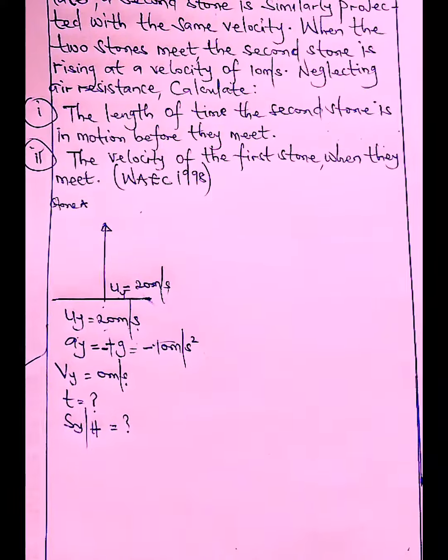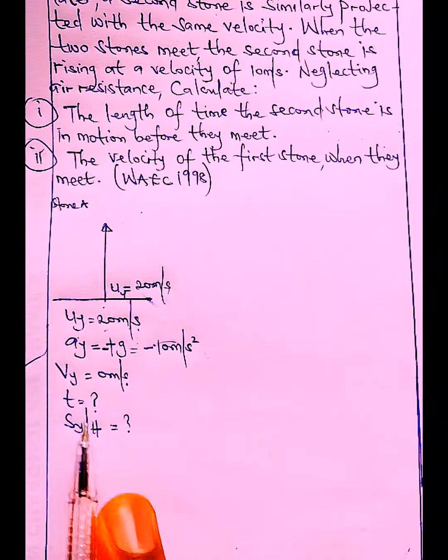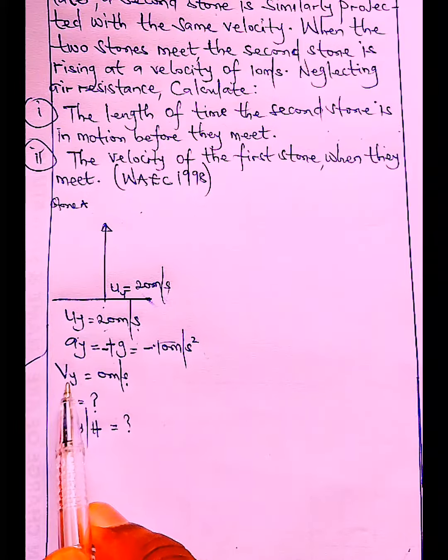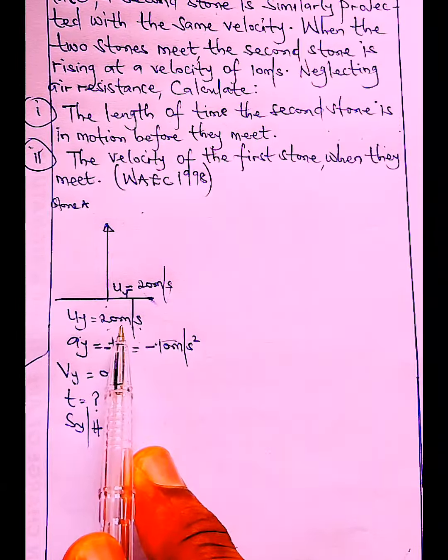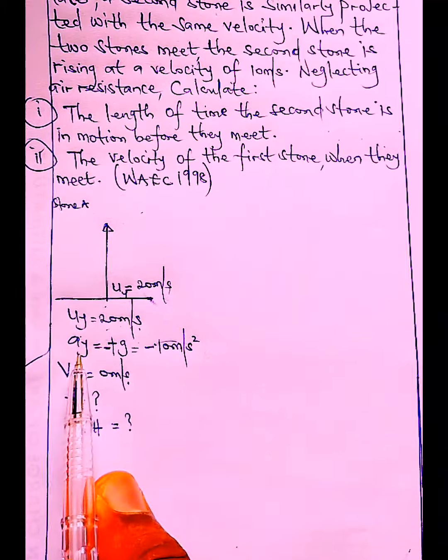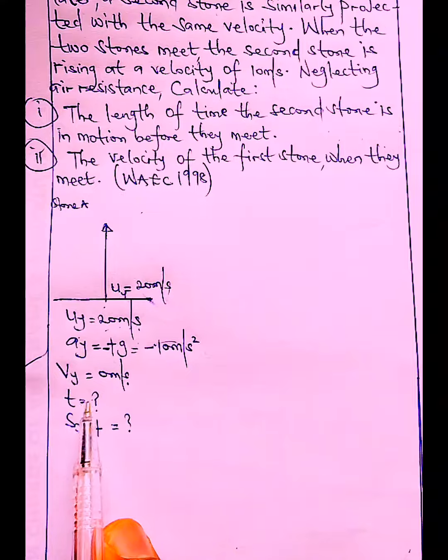So first of all, let's get the time it's going to take the body to get to maximum height. We have our parameters already. We have our final velocity to be 0 meters per second at maximum height, initial velocity to be 20 meters per second, acceleration is minus 10 meters per second squared because the body is flying against gravity. So what's going to be the time?